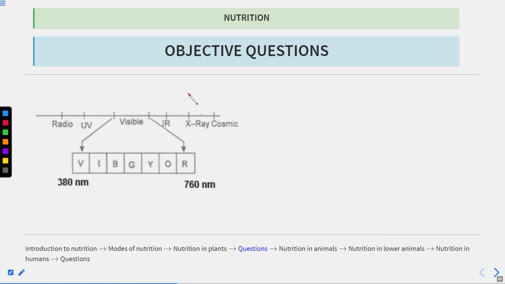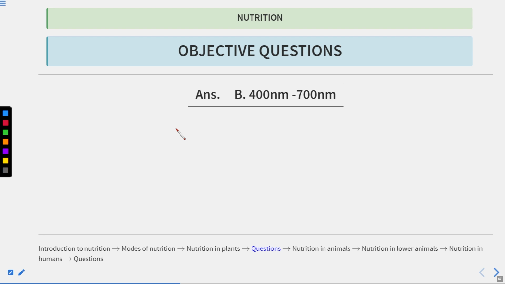So to answer this question, first let's understand this image. This is an image showing you the electromagnetic spectrum. Here you can see this is the visible region, and the visible region is made up of 7 colors which together make VIBGYOR. This is violet, indigo, blue, green, yellow, orange, and red. And the range of this visible region is around 400 to 700 nanometer. This visible region is present between the UV and the infrared region.